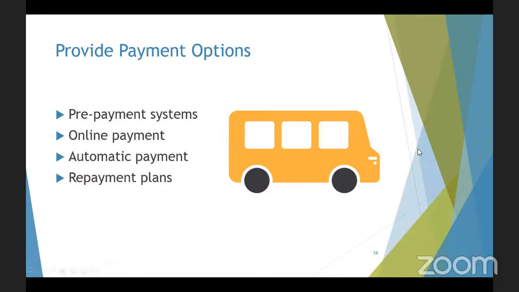Some online payment platforms include an optional feature that automatically adds money to the account when it reaches a set dollar amount, preventing the account from going negative. And finally, repayment plans can help make the process of paying back meal charges more manageable for families, especially those families facing a financial setback. Some families may be unable to pay back a debt all at once, but may be able to pay it off a little at a time. For example, with biweekly payments.